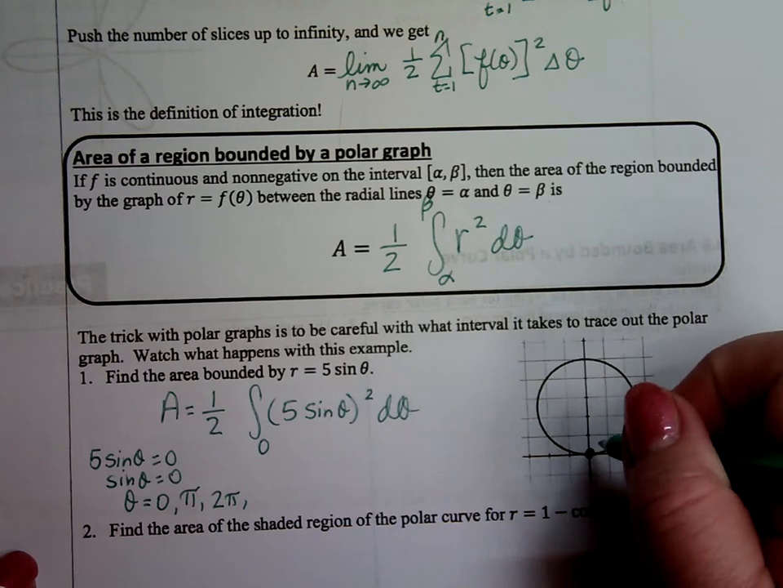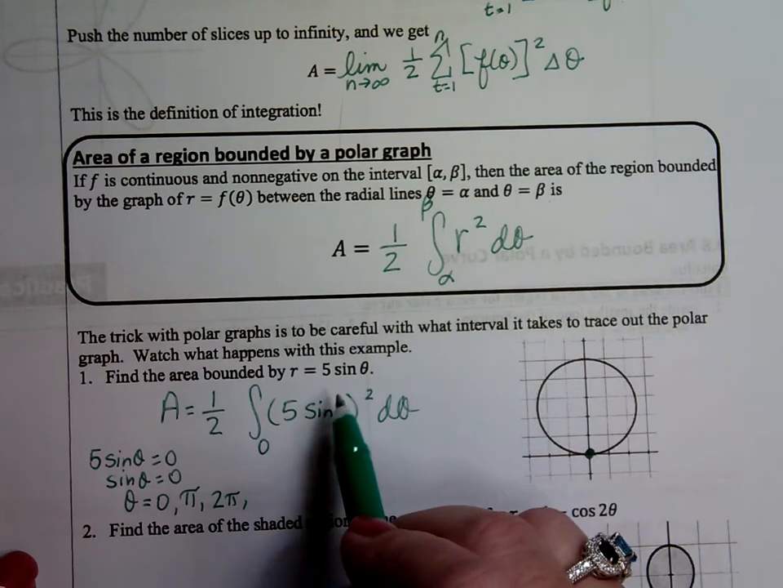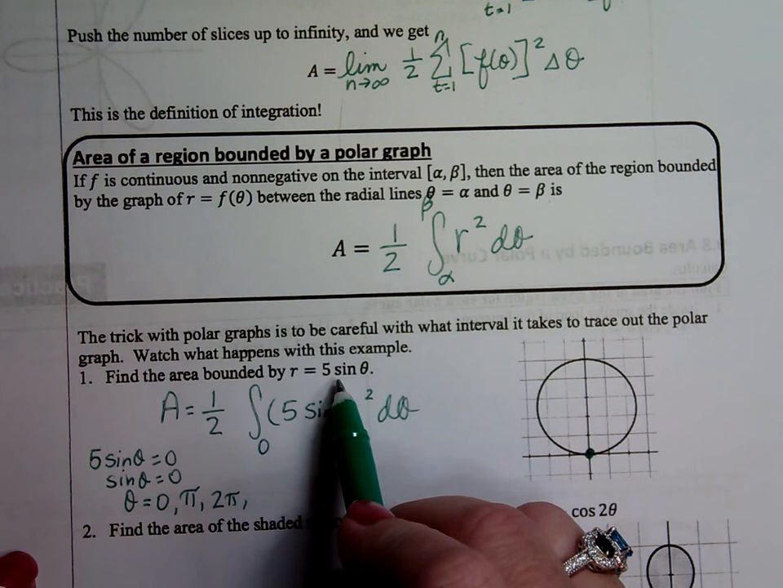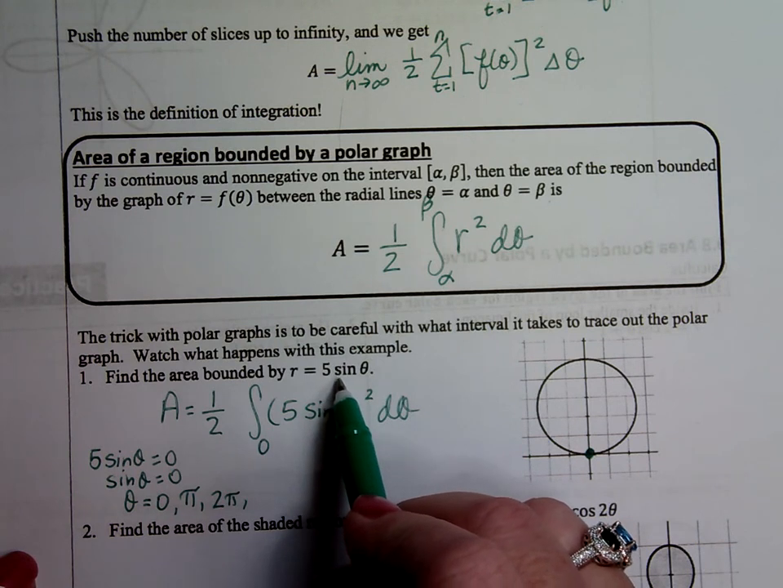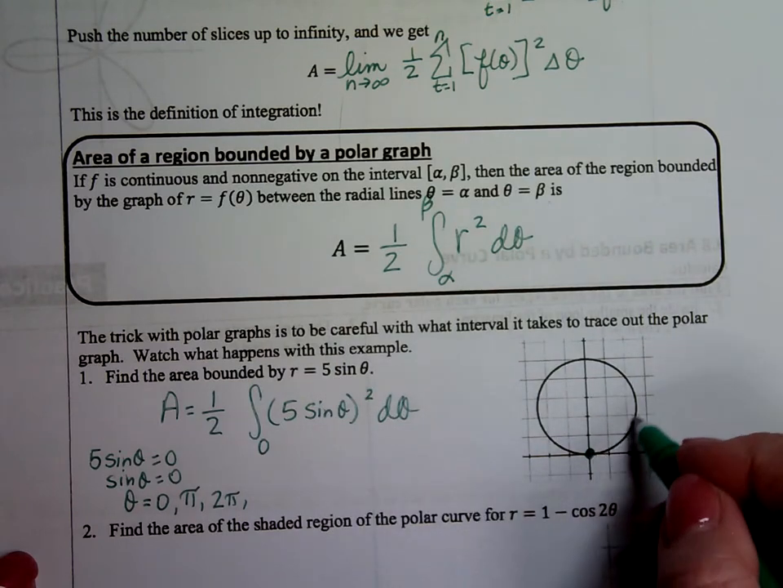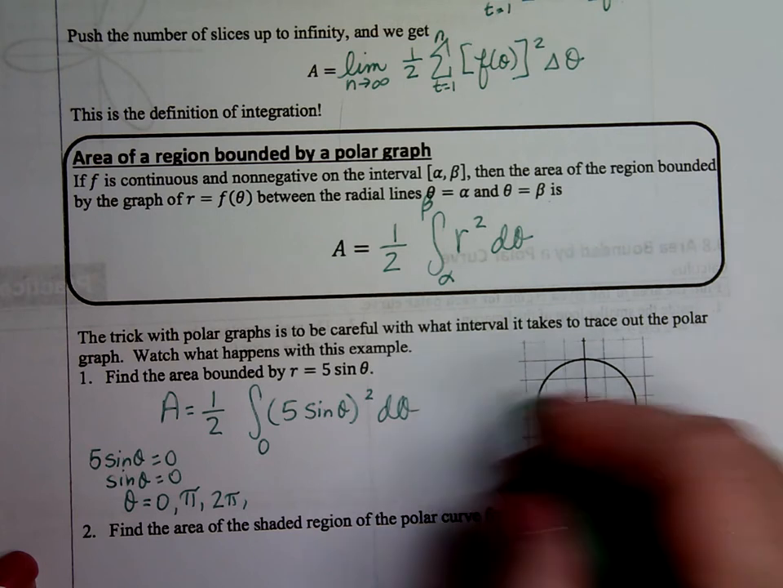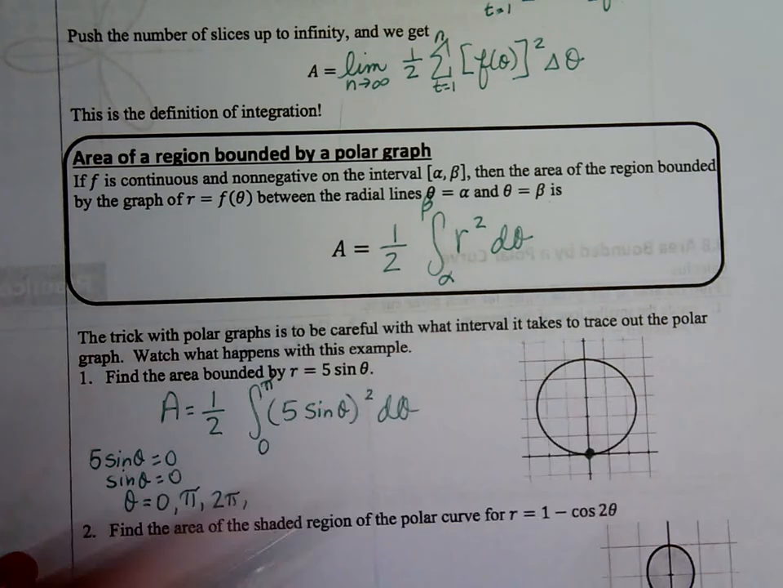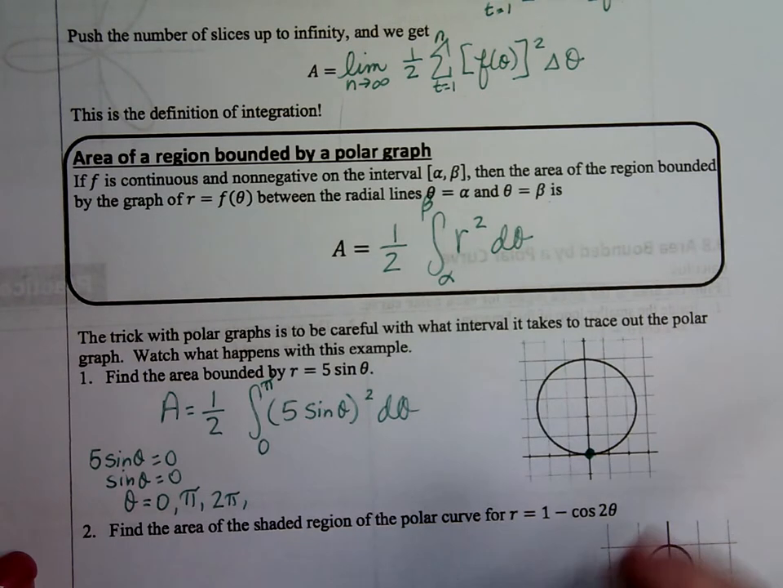So if you go to your calculator and you graph this in polar, I've showed you how to do that in class. You change your mode to polar, you put in 5 sine of theta, and you graph it. And if you look at the graph, it turns out that to get one full revolution of this circle, you only have to go to pi. Those are your bounds.